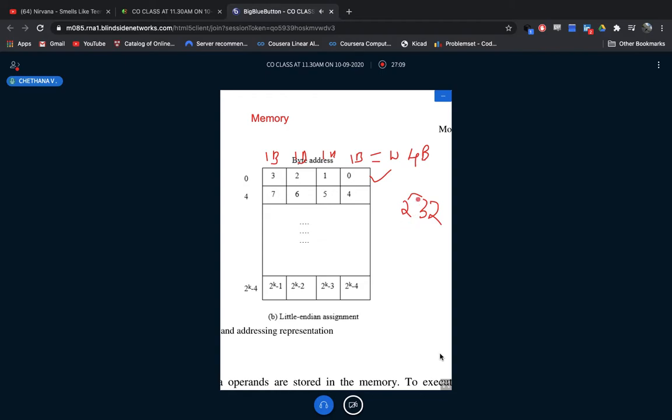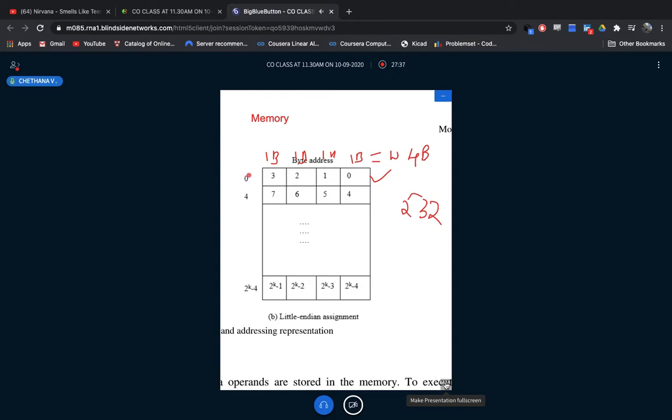Like this, here they have given you 2 to the power of k. In general it was k, but with this example it was 2 to the power of 32 minus 4. Why was it minus 4? Here I'll be having 4 locations already given, so they have subtracted 4. Next we will see 0, 1, 2, 3. So totally 4 bytes of data I'm going to store.